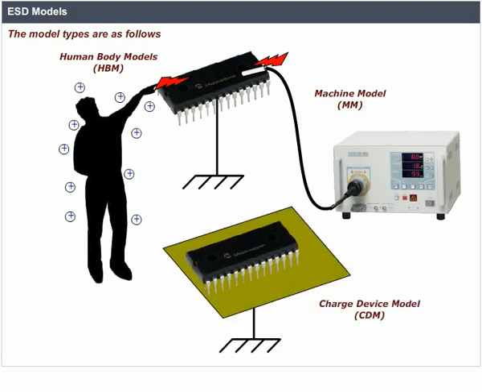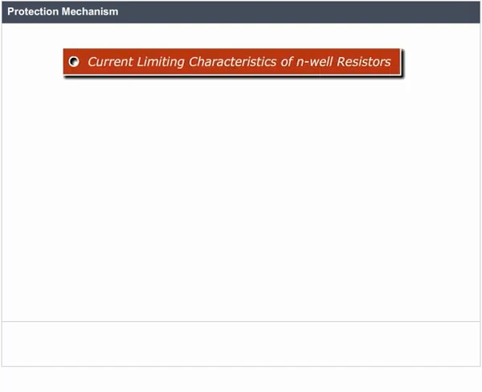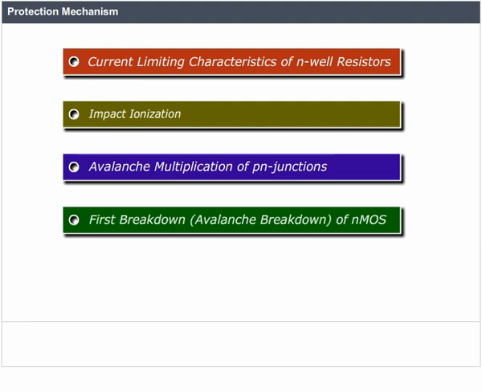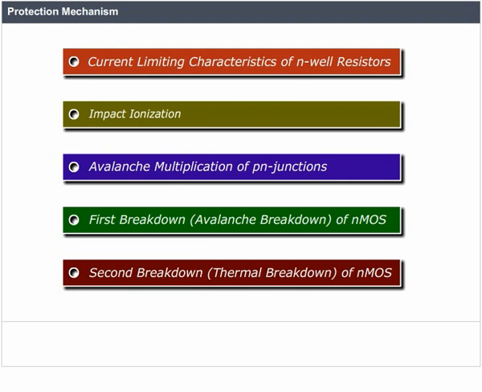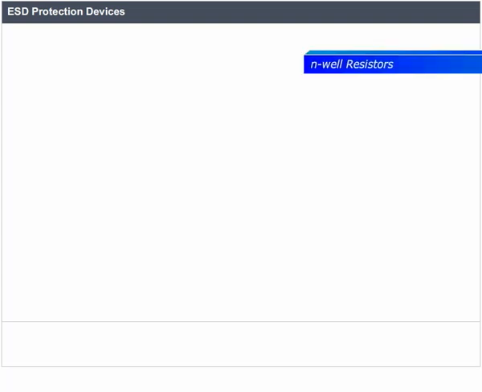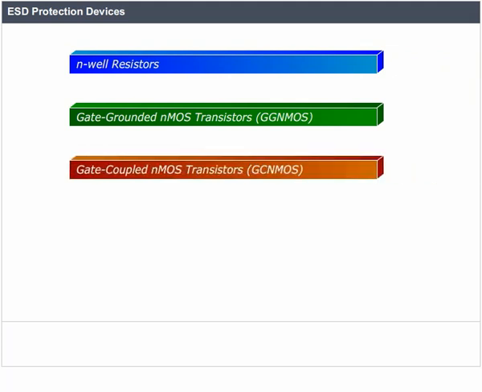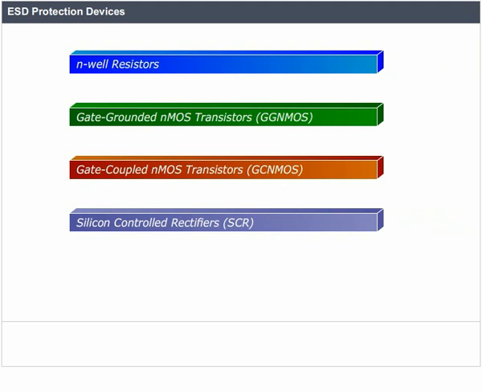Protection mechanism. Current limiting characteristics of N-well resistors. Impact ionization. Avalanche multiplication of PN junctions. First breakdown, avalanche breakdown of NMOS. Second breakdown, thermal breakdown of NMOS. ESD protection devices. N-well resistors, gate grounded NMOS transistors, GGNMOS, gate coupled NMOS transistors, GCNMOS, silicon controlled rectifiers, SCR, medium voltage triggered SCR.